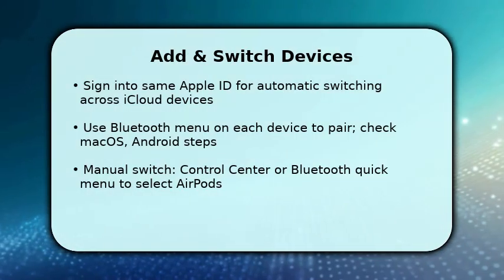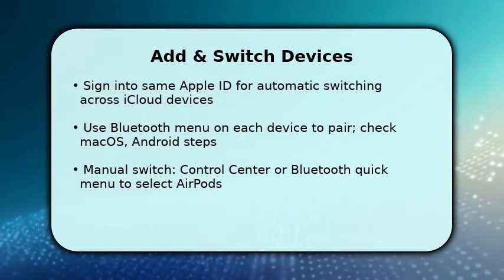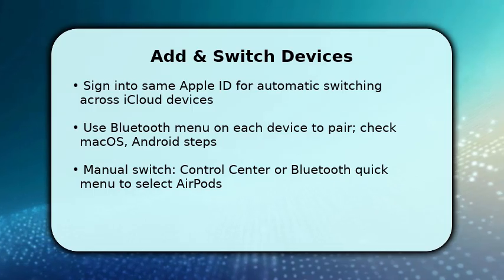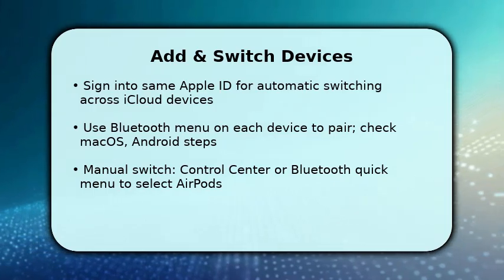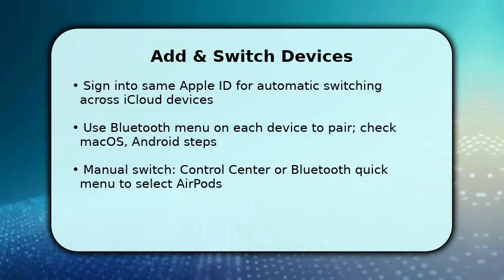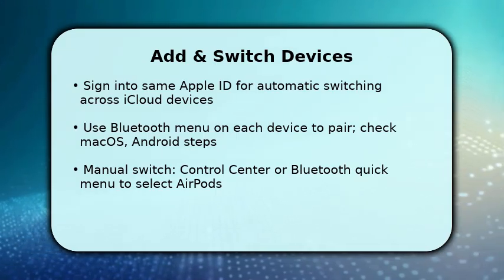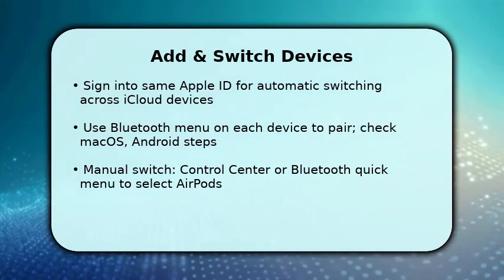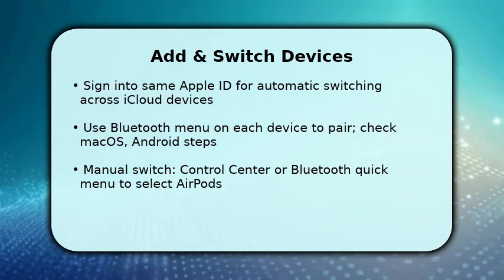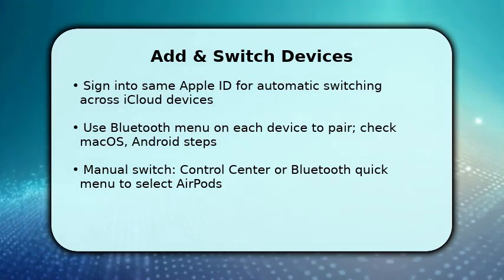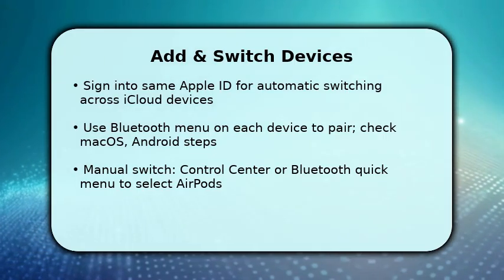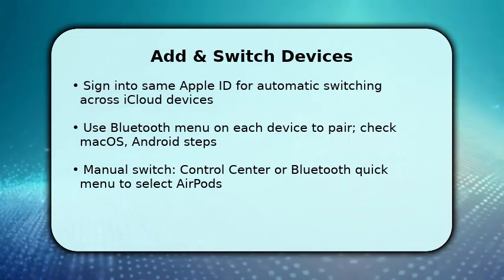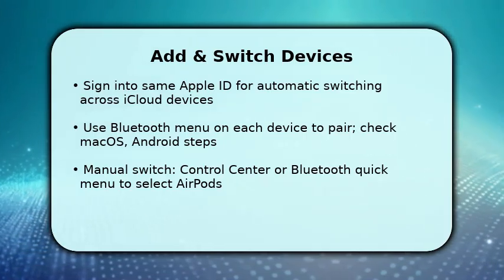Next, add your second and subsequent devices and learn switching behavior. If you use Apple devices signed into one Apple ID, automatic switching will hand audio to the active device. Make sure device software is current. For other devices, pair via their Bluetooth settings individually. Once paired, you can manually select AirPods from Control Center on iOS/iPadOS, Bluetooth menu on macOS, or Quick Settings on Android.